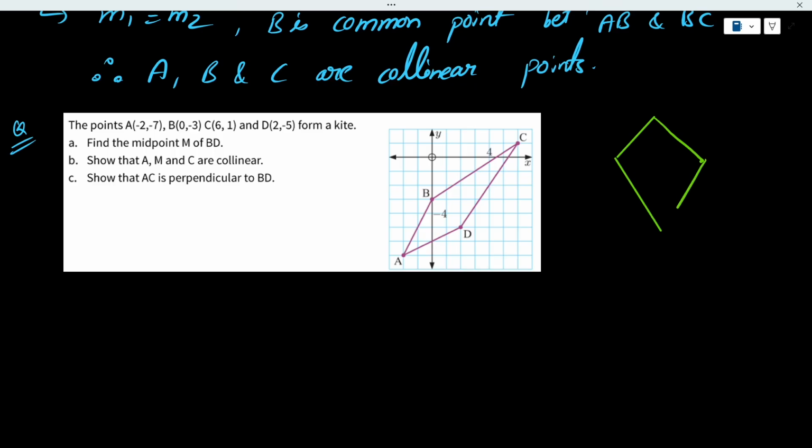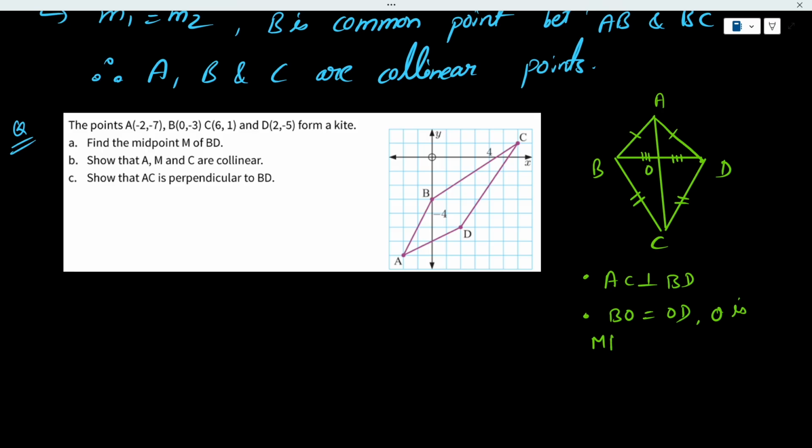So here, if I take this as a kite, what are the properties of kites? Adjacent sides are always equal, and the diagonals are always perpendicular, not perpendicular bisector. Only one diagonal is getting bisected here. So if ABCD is a kite here, this part will be equal to this, so O is the midpoint of BD. You need to remember these properties. First thing, AC is perpendicular to BD. Diagonals are perpendicular to each other. Then here BO is equal to OD. That means O is the midpoint of BD.